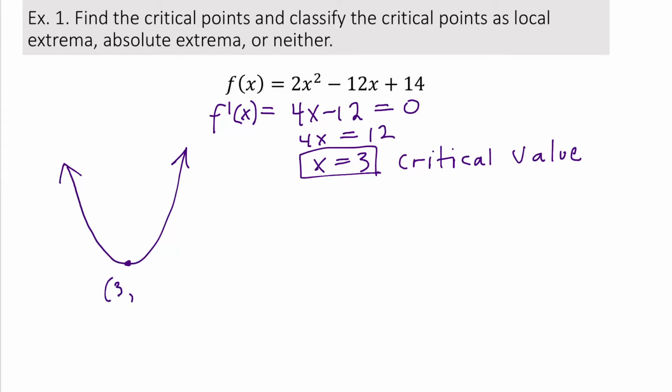So now if we want the value of the absolute min, we would plug 3 into the function and find out, if I run that through my calculator or do it in my head, whichever, that your y value is negative 4. So this point (3, -4) is my absolute minimum.